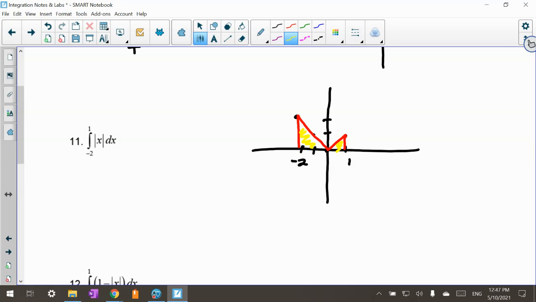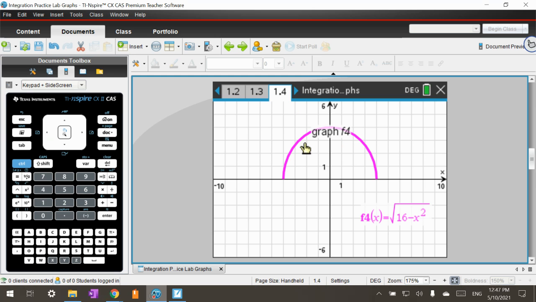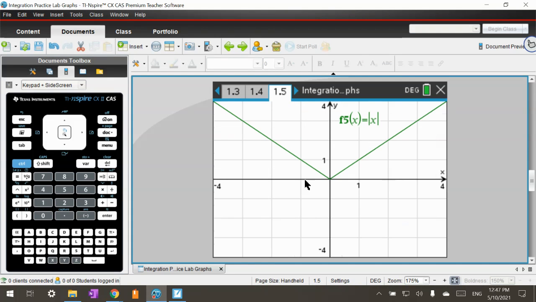Okay, so let's kind of look at the graph before we continue on. So I'm going to move over one. So here's my absolute value graph. That's what it really looks like.